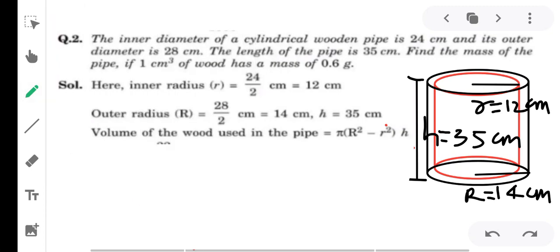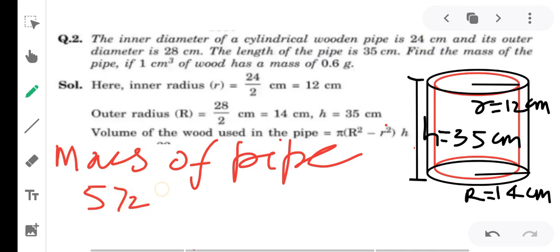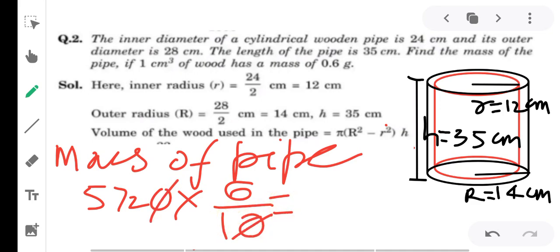So how we can write, mass of pipe. मास ऑफ पाइप जो होगा वो होगा 5720 मल्टीप्लाई विथ 0.6. 0.6 can be written as 6/10. So here we can cancel this 0. So ultimately we have to multiply 6 and 572. So 6 2s are 12, carry 1, 6 7s are 42 plus 1, 43, and carry is 4, 6 5s are 30 and 4, that is 34. So you can see that 3432 gram.